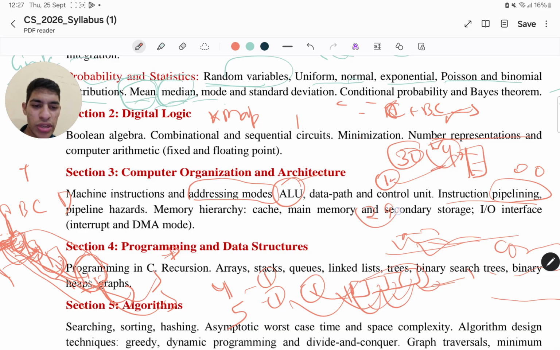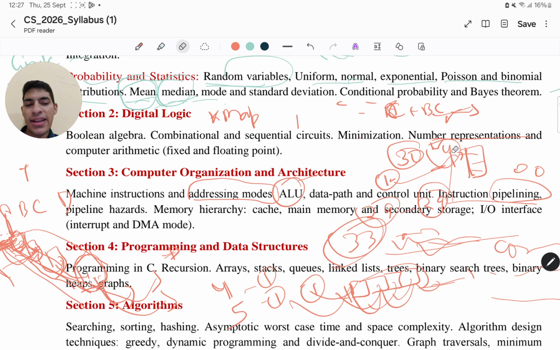For all such 29, it will take only 1 second. So 29 is also only required. So 29 plus 4 becomes how much? 33. So this is the total clock cycles actually required in the pipeline instructions, right? Now compare it with the non-pipeline instruction set. How will it actually go?